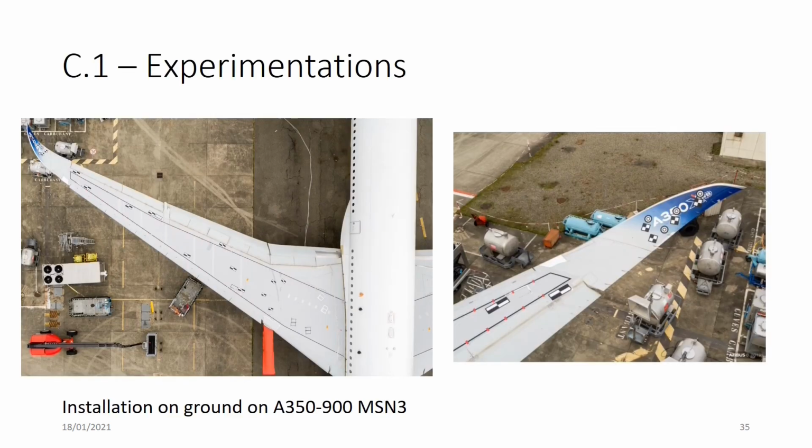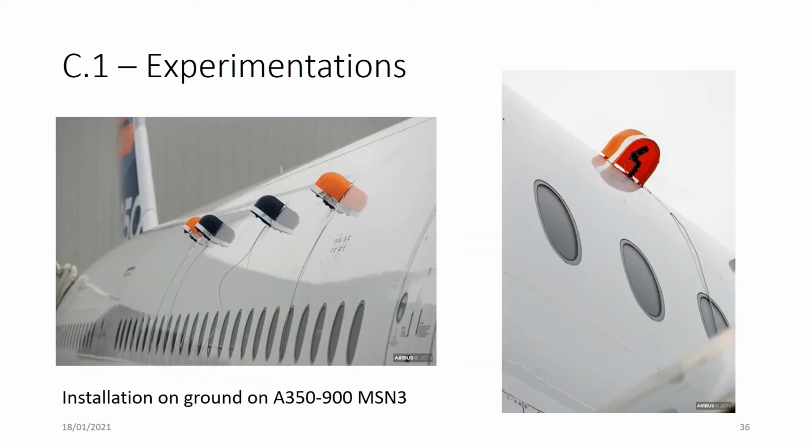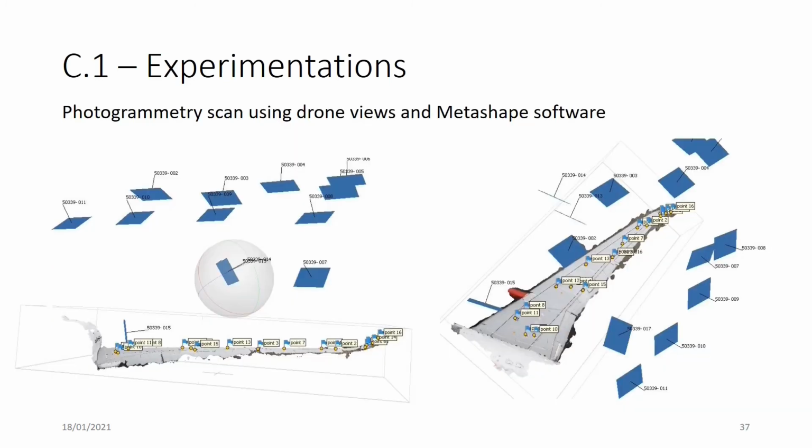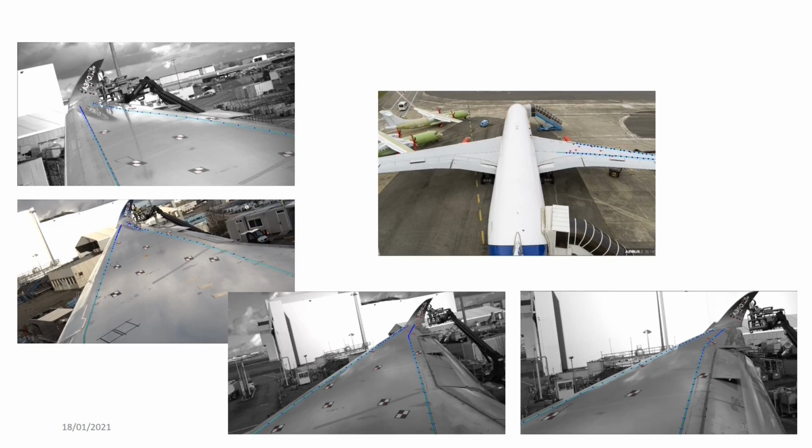Here, this is a first experimentation we've done on the ground on an A350. So you've got markers installed on the wing surface and graduation on the lanes here. We've got cameras installed at the window positions. They are installed 1 meter above the windows to simulate the views that we'll have during the flight when the wing will be bent. A first step was to calibrate the scene using a drone scan, and then you've got the views from all the cameras.